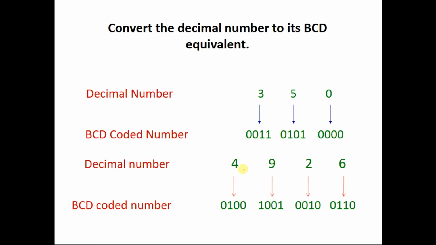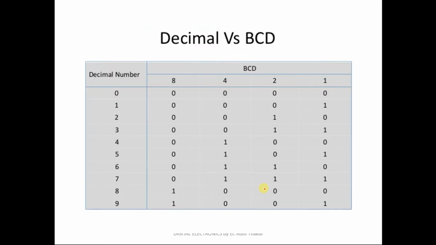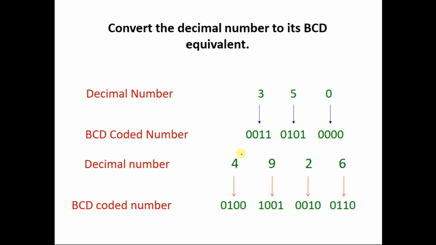Now there is one more example, 4926. What is the BCD representation for this decimal number 4926? We have to write the respective 4-bit binary code for each decimal digit. For 6 we will write 0110. For 2 we will write 0010. For 9 we will write 1001, and for 4 we will write 0100.